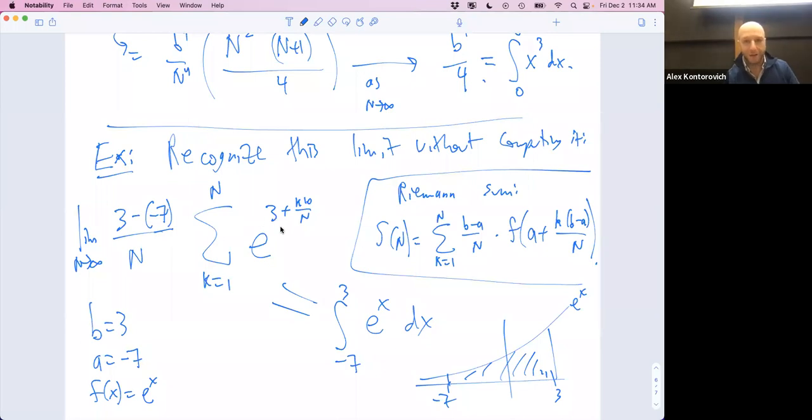Oh, you're absolutely right. Excellent, outstanding. This should be a -7 and not a 3. So in order to make this a -7 and not a 3, I have to multiply. Let's leave the problem exactly as is, because that's an even better problem than the one I came up with.